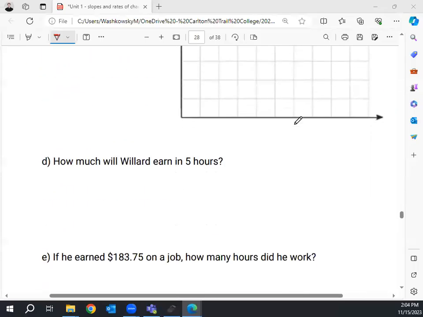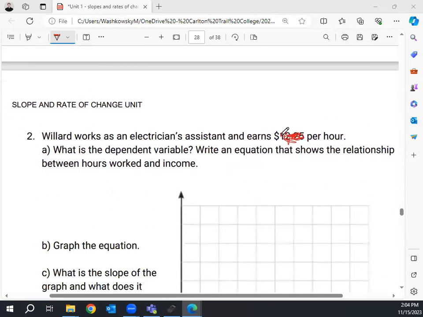So we're just on page 27. We're looking at graphs. I just want you to cross out this 12.25. Just put $15 an hour here. Let's not deal with decimals right now. So cross that out, put in 15, make our life easier.